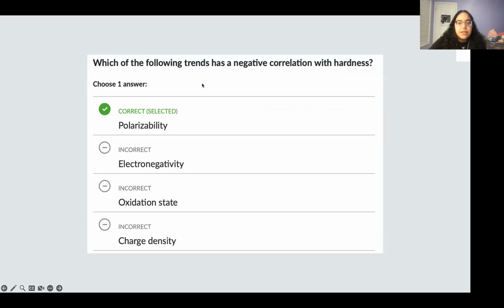Then for the negative correlation, polarizability has a positive correlation with softness, so it would be a negative correlation with hardness. For other things, hardness has a positive correlation with charge density and electronegativity, I think, and then oxidation state as well, since an increase in oxidation state is an increase in charge density.